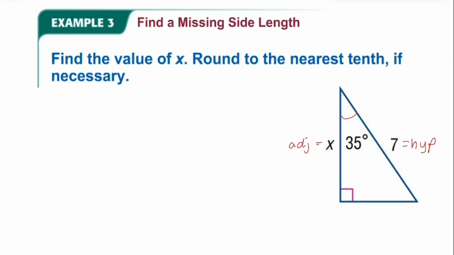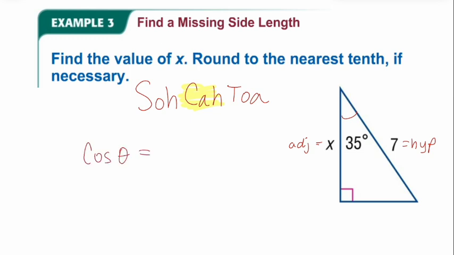Okay. And then we're going to think about our SOH-CAH-TOA for a minute. And we're going to think about which one includes adjacent and hypotenuse. Which one of the SOH-CAH-TOA, the sine, the cosine, tangent, includes adjacent and hypotenuse? Cosine. The cosine is the CAH, the adjacent and hypotenuse. So once you figure out which one to use, could you please write it down? The cosine of theta is adjacent over hypotenuse.